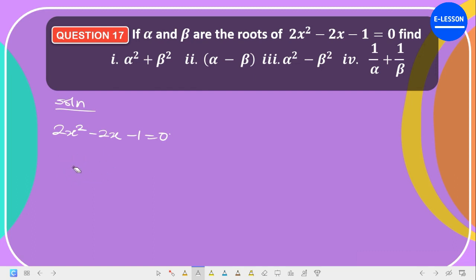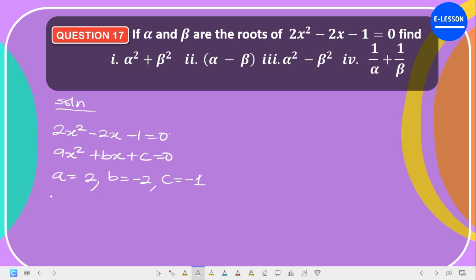Now, in this quadratic equation, if you compare with the general form of a quadratic equation, what is the general form? The general form is ax squared plus bx plus c is equal to zero. If you compare this with the general form of the equation, you agree with me that your a here is equal to 2, your b here is equal to minus 2, negative 2, and your c is negative 1.